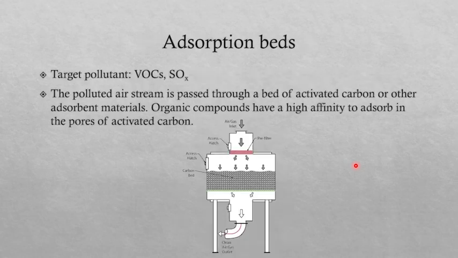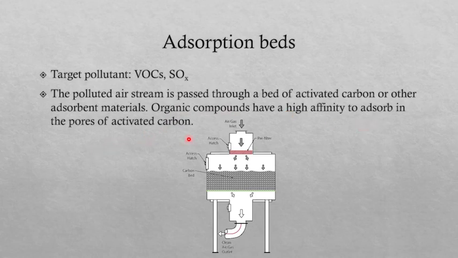Next, we have adsorption beds. Adsorption beds normally target volatile organic compounds and SOx. In this technology, the polluted airstream is passed through a bed of activated carbon or other adsorbent materials. Basically, adsorbent materials are substances that are very porous and have a high affinity for substances in the air. For example, for activated carbon, organic compounds have a high affinity to adsorb in the pores of activated carbon.